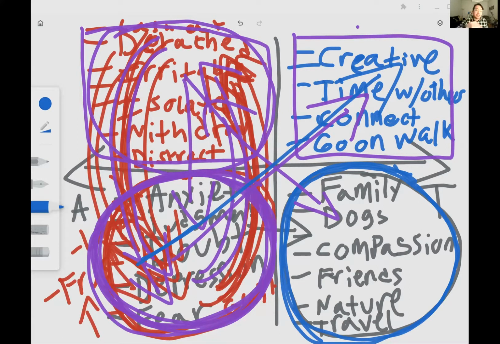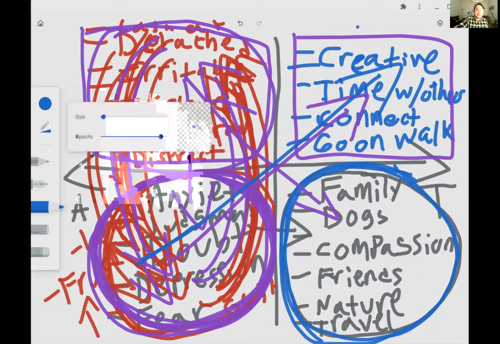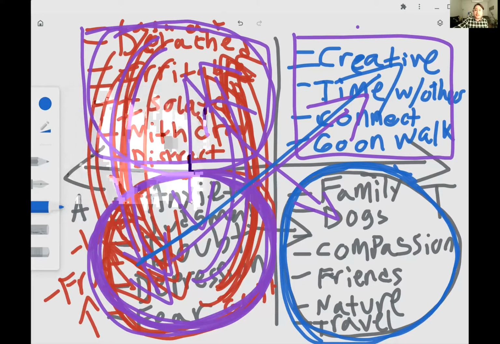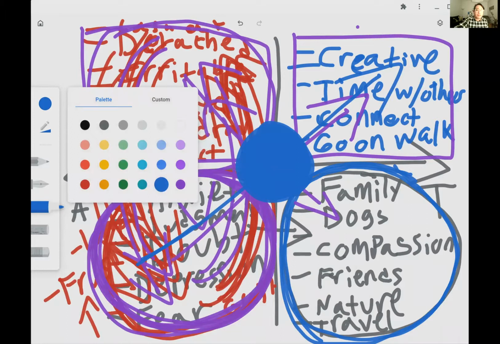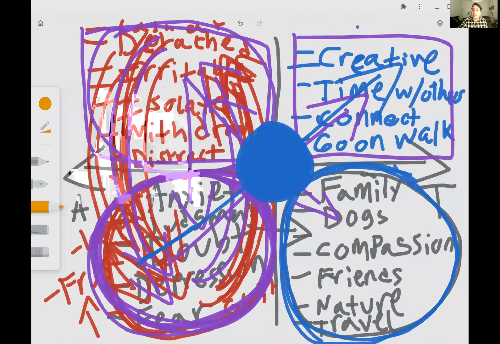So y'all at home, if you have space on your page, what I would like you to do is draw a big circle right here in the center, connecting all 4 boxes. And if you've got that there at the center, I'm going to ask you a couple of questions. Type your answers in the chat, and at the end, we'll write something in the circle.